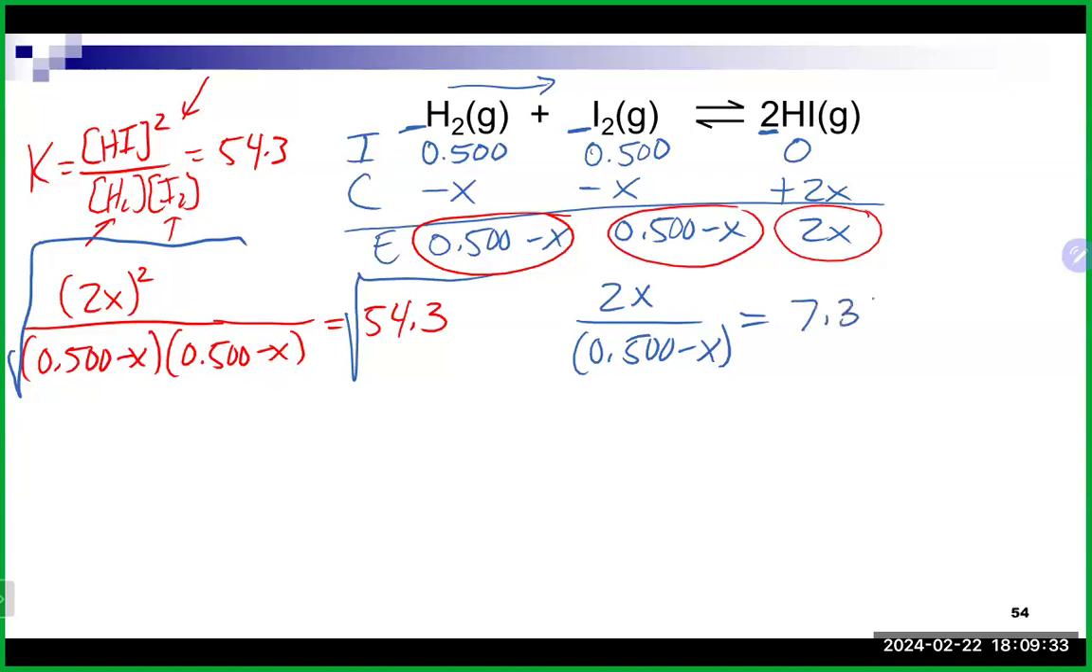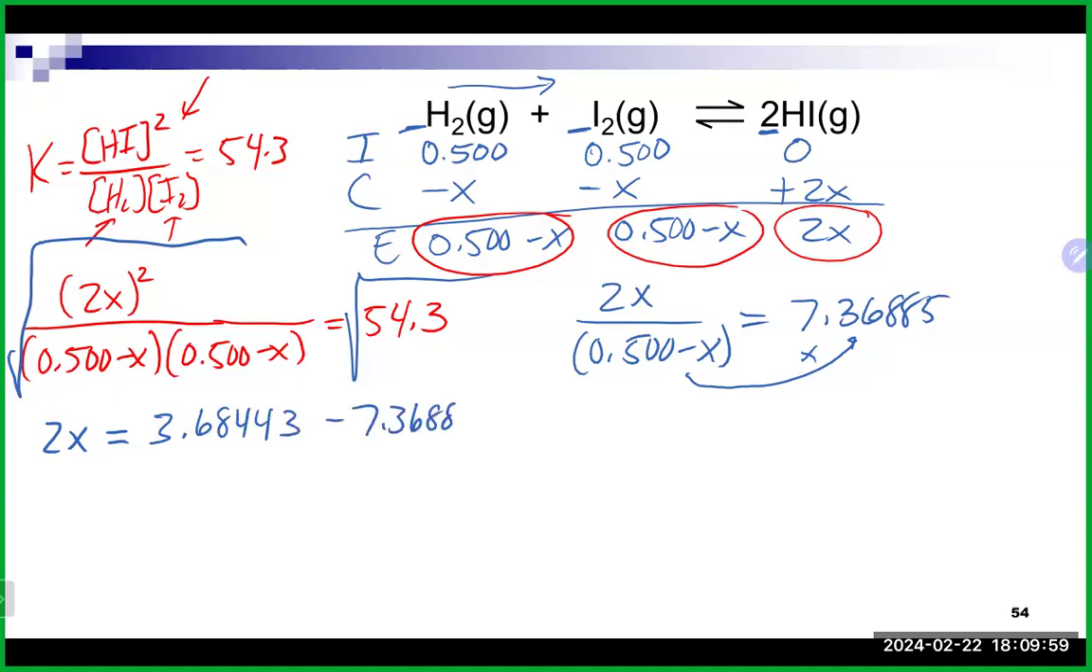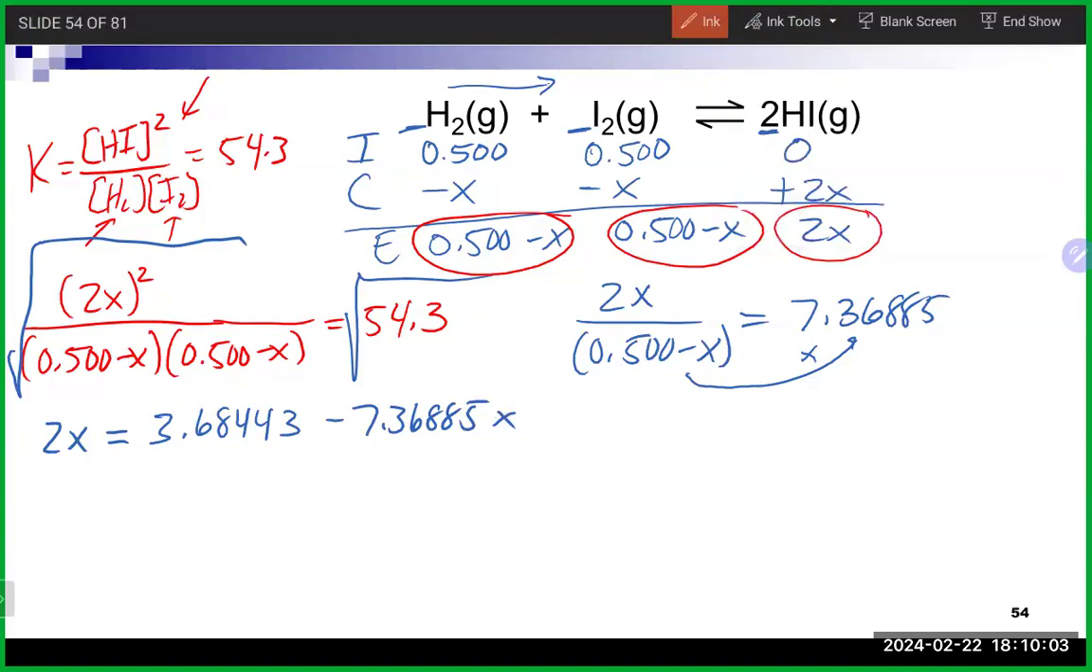And we should get 7.36885, we'll call it. Once again, now it's much easier to solve for. We're going to solve for x. We're going to multiply what's on the bottom to the other side, so we're going to bring everybody over there. That's going to give us 2x is equal to 3.68443 minus 7.36885x. At this point, we want to combine our x's to the same side.